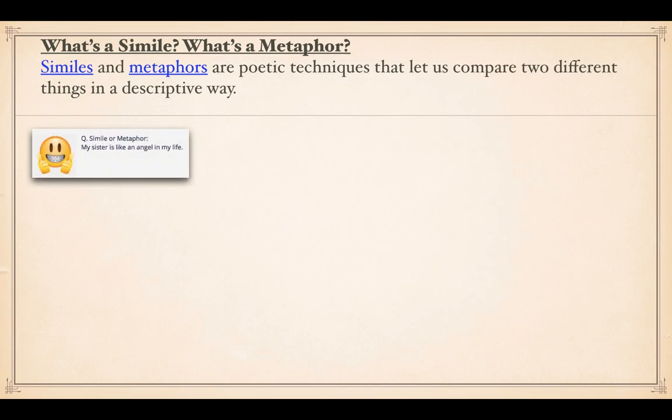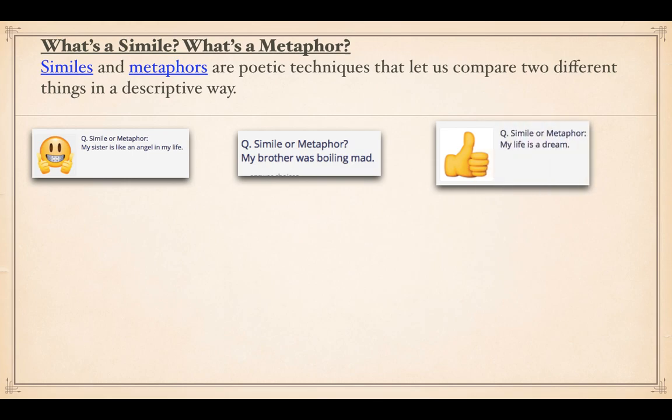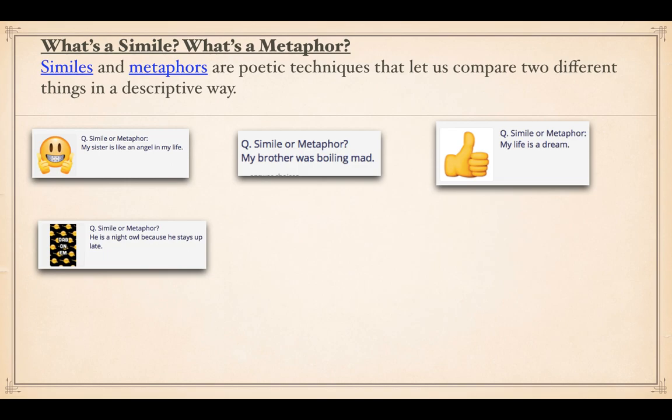Simile or metaphor? My sister is like an angel in my life. Simile or metaphor? My brother was boiling mad. Simile or metaphor? My life is a dream. Simile or metaphor? He is a night owl because he stays up late. That's a bit like my son, who's 18. He tends to stay up very late.